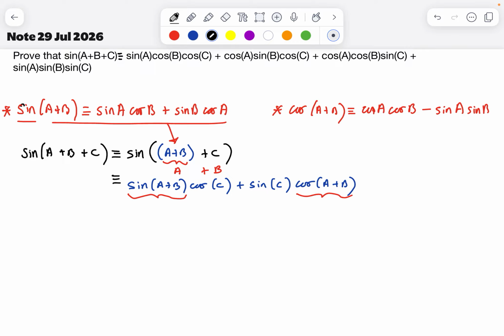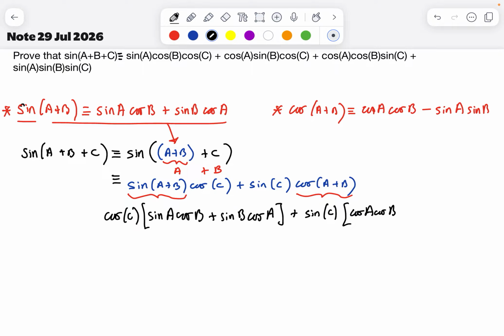So now sine of A plus B, I can do cosine C times the identity that I had, which is sine A cosine B plus sine B cosine A. And now I'm going to multiply sine C by the second identity, which is cosine A cosine B minus sine A sine B. Right, okay. So now all I've done is swap my two identities into that.